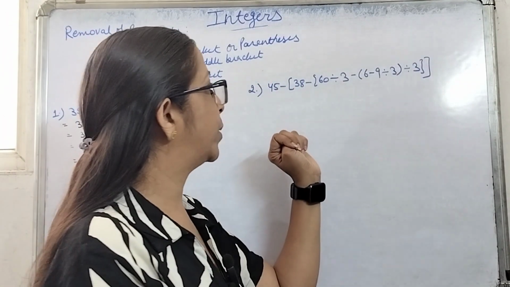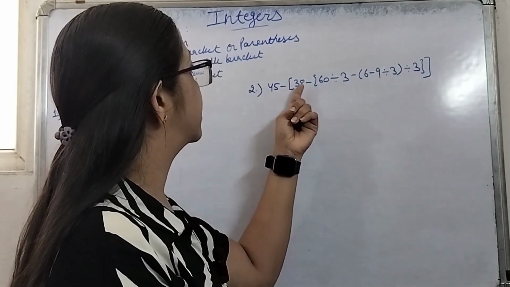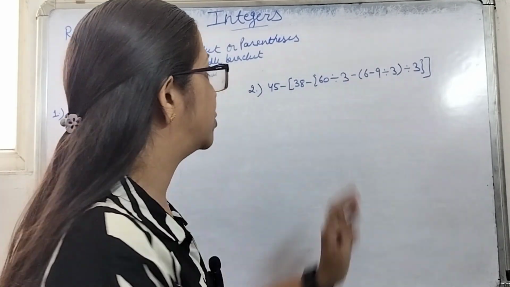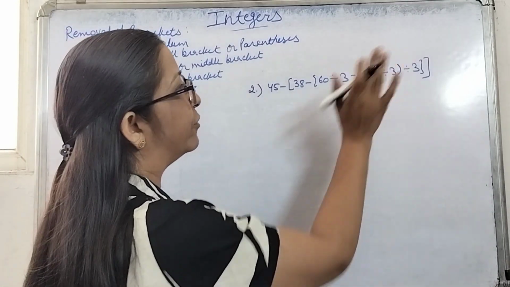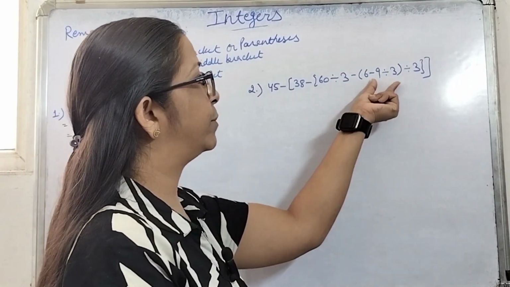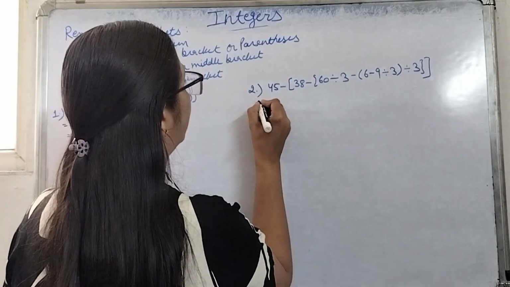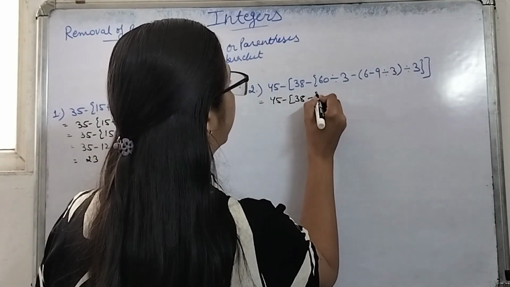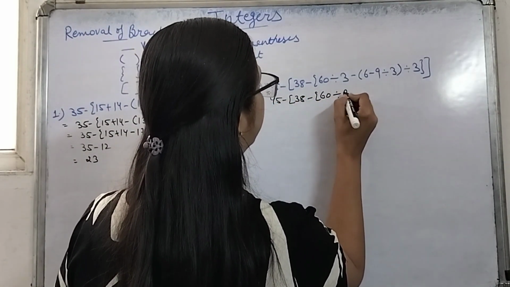Now let's see the next question. It is 45 minus 38 minus 60 divided by 3 minus, this is the given expression to us. We have to solve it. Here vinculum is not there. So first of all, we will be solving the small bracket. Now rest all the numbers, we will be writing it as it is. 38 minus 60 divided by 3.